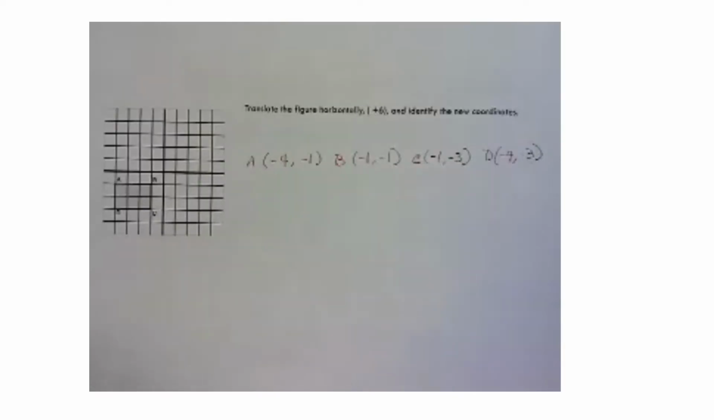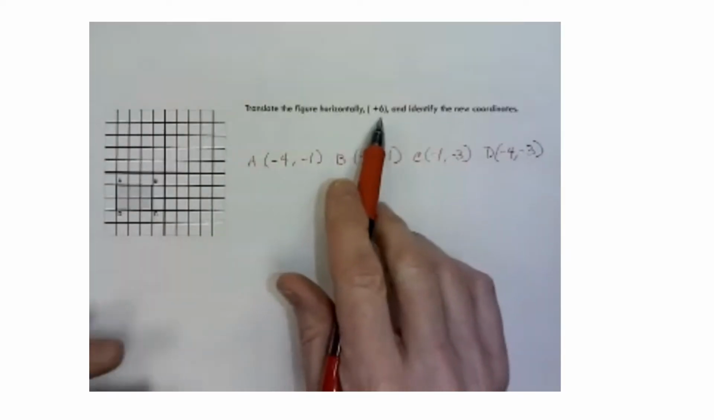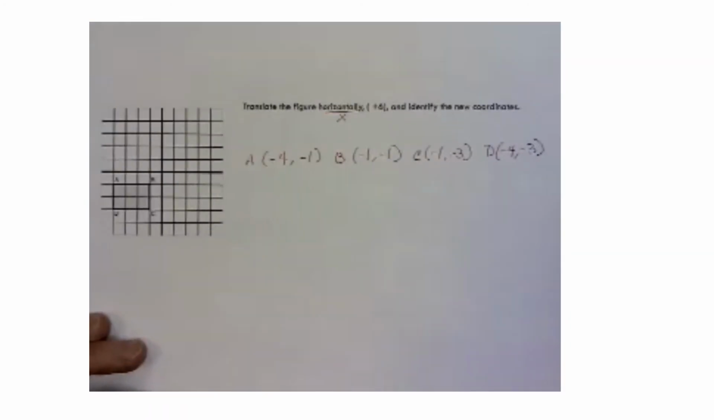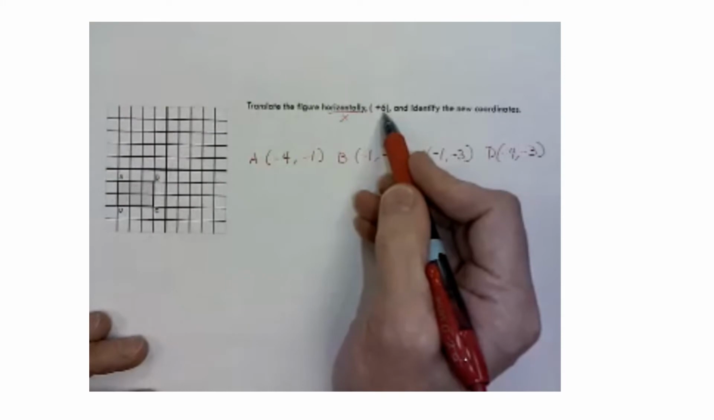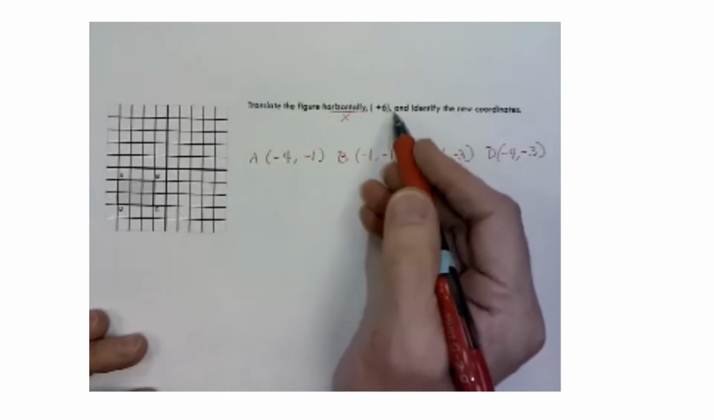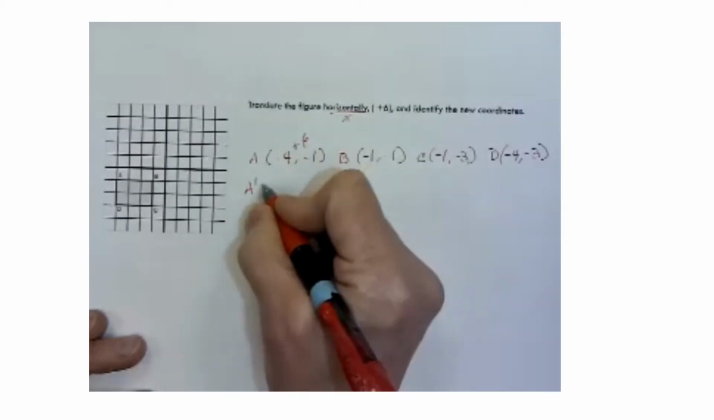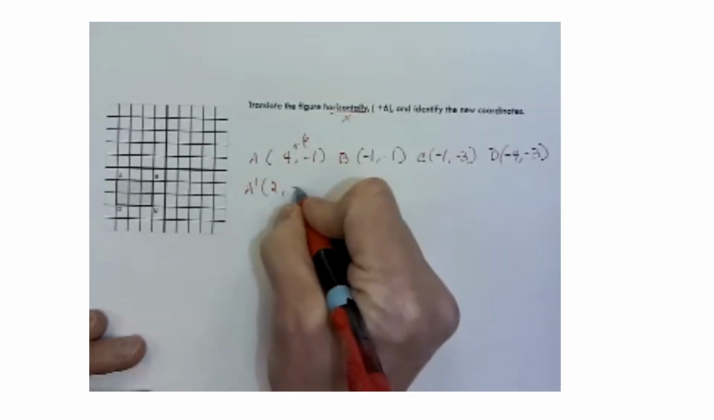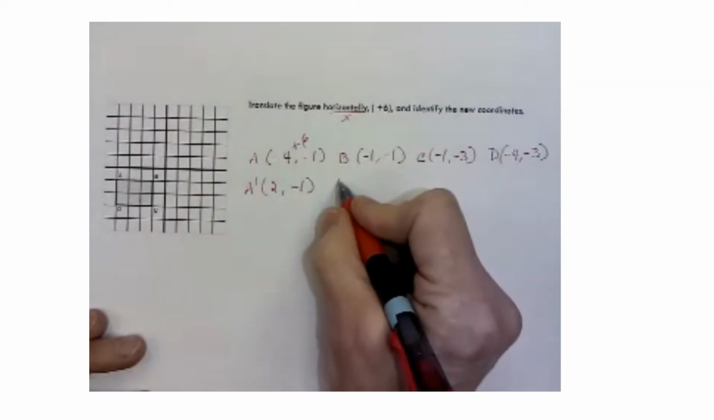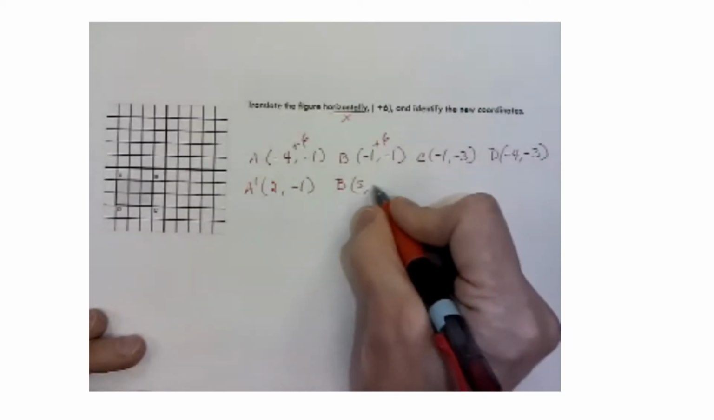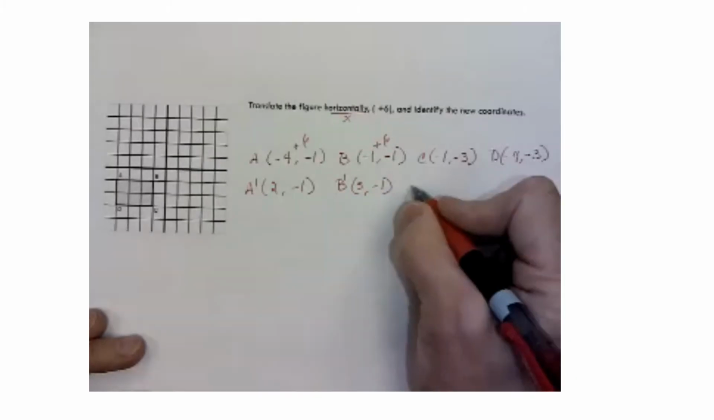All right, we're going to translate the figure horizontally plus 6. So remember, horizontally is affecting the x-axis, so this means we're going to add 6 to each of our new coordinates. So for A1, -4 plus 6 would be +2. Nothing happens to our y. -1 plus 6 would be 5, -1, B1.